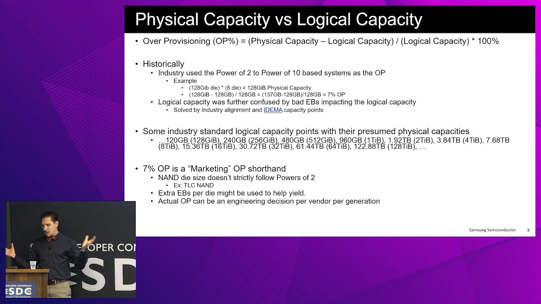But the big thing here is that that 7% OP is really a shorthand. I like to call it a marketing OP just because it's a communication shorthand. It's rarely the true value for actual over-provisioning of a drive. We're going to have extra erase blocks for helping yield, and we also have other things like TLC NAND that don't even allow us to be a nice, pretty power of 2 very easily.